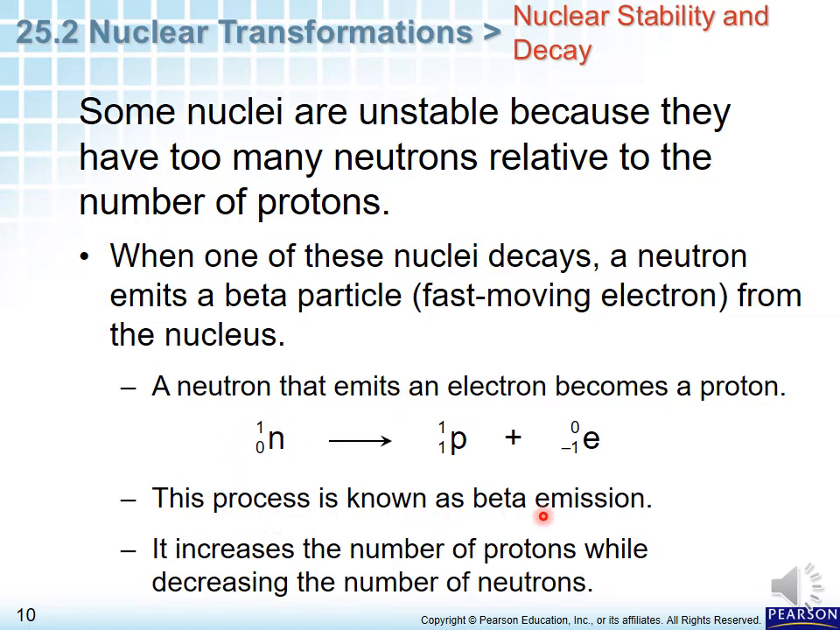A neutron that emits an electron becomes a proton. This process is known as beta emission. It is called beta emission because a beta particle is eliminated from the neutron and one proton is added. So in beta emission, a neutron changes to a proton, one beta particle is emitted and one proton is added. This increases the number of protons while decreasing the number of neutrons.